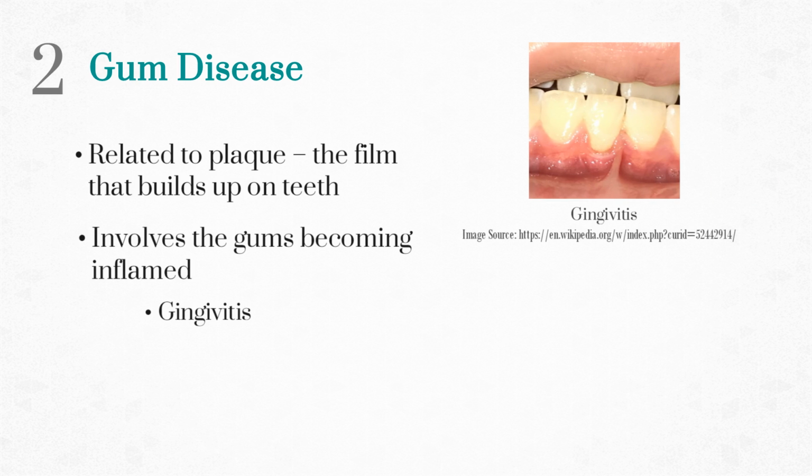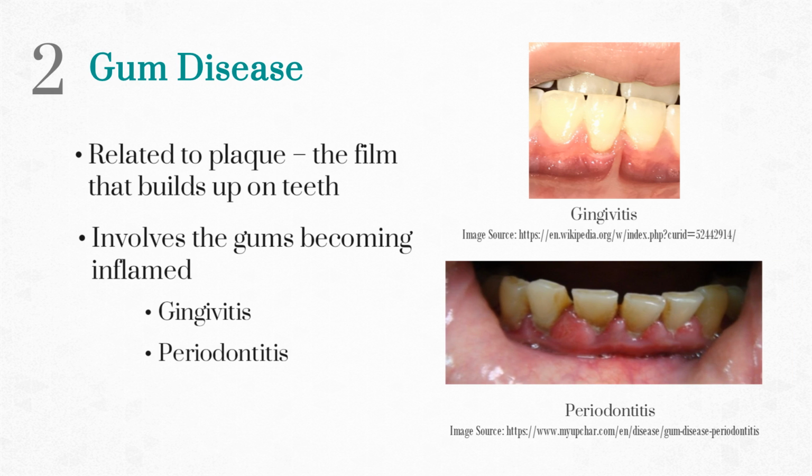The milder form of gum disease is called gingivitis, which means that the gums are becoming inflamed or swollen. The more severe form of gum disease is called periodontitis. That's when the gums and bones that support the teeth are infected. Without treatment, periodontitis can result in tooth loss or sores in the mouth.